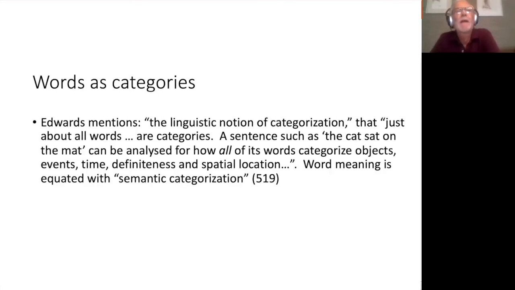Okay. Now, Edwards talks about the linguistic notion of categories. And he says, in the linguistic notion, just about all words are categories. A sentence such as, the cat sat on the mat, can be analyzed for how all of its words categorize objects, events, times, definiteness, and spatial location. Word meaning is equated with semantic categorization. He's not necessarily endorsing this, but he's saying that's the way that it's viewed in linguistics.